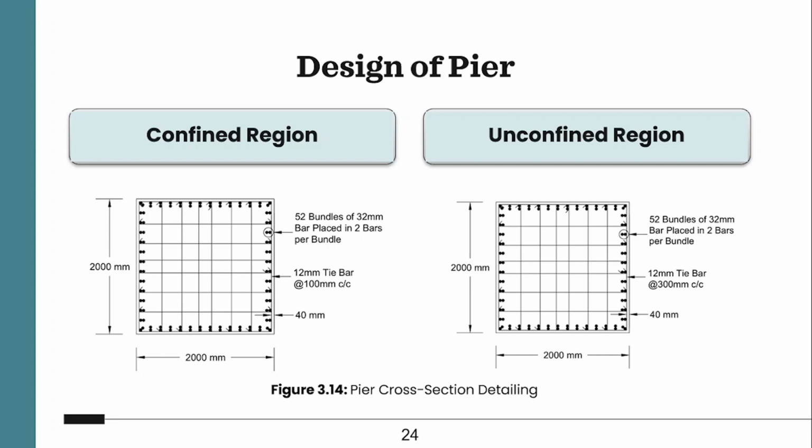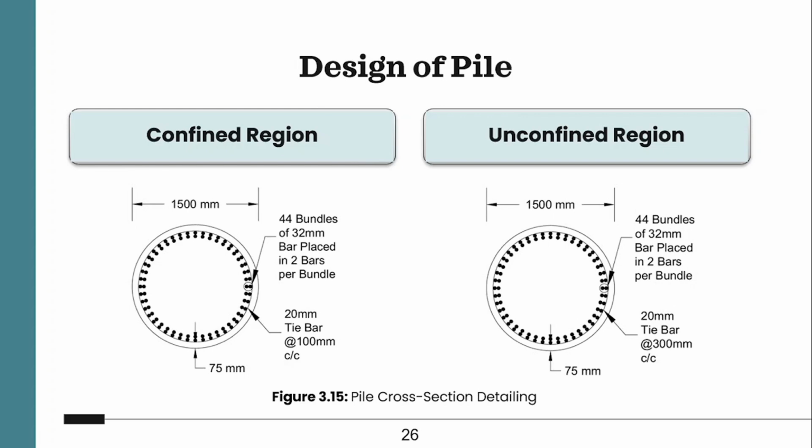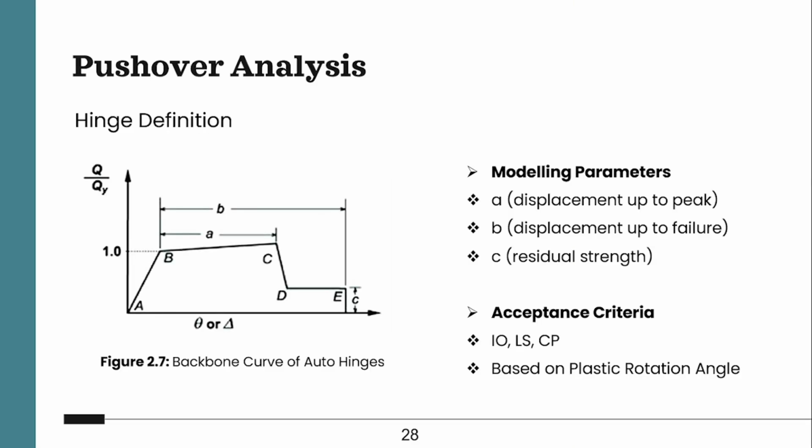So the design of the pier, the detailing of the pier has been shown. Detailing of the piles according to the elastic force has been shown here. And then we turn to the performance evaluation. So for the performance evaluation, firstly we use the hinge types.